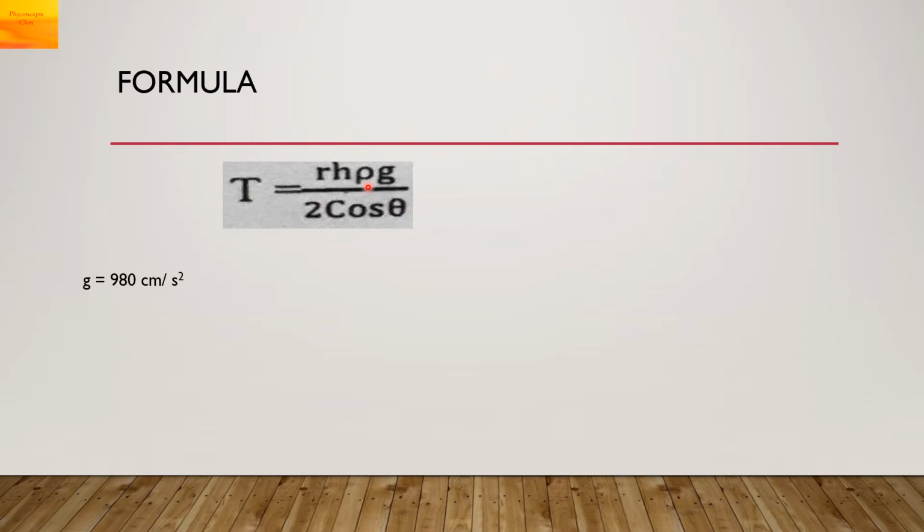We are going to take water as liquid. So for pure water, the angle of contact theta is equal to 0 degrees, and the density of water rho is 1 gram per cc. So if you substitute these values in this formula, it will become T is equal to rhg upon 2.